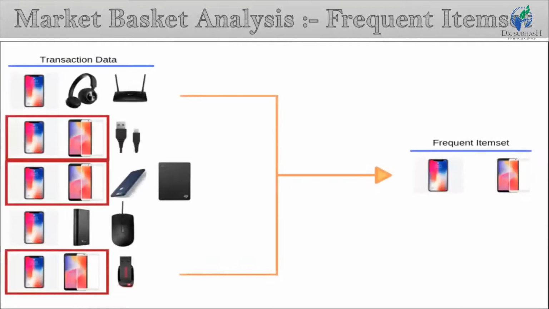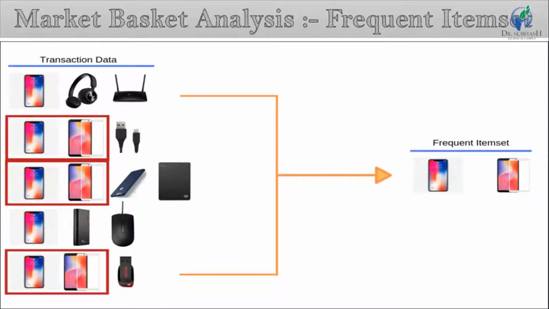So, what are frequent item sets in our example? An item set is the collection of items purchased by a customer. In our example, mobile phone and screen guard are a frequent item set. They are present in 3 out of 5 transactions. So, mobile phone and screen guard is a frequent item set.